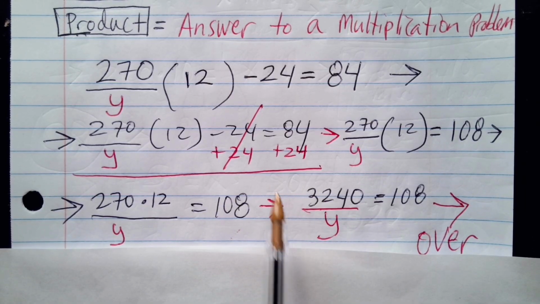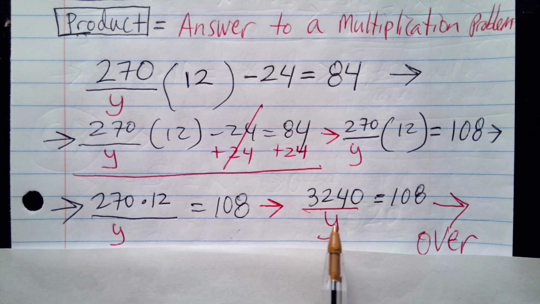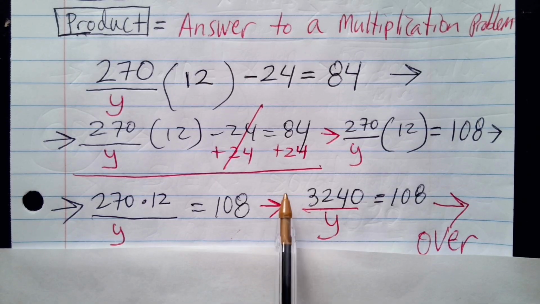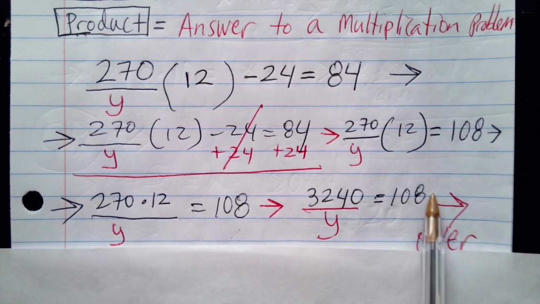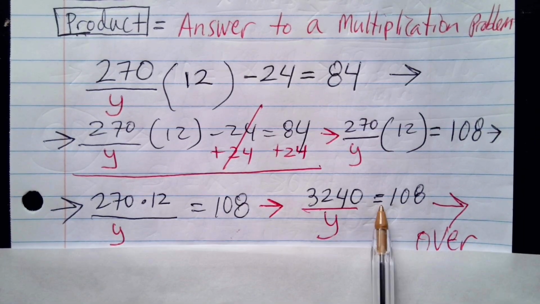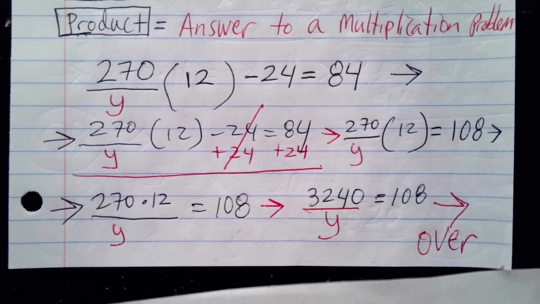What's the opposite? I want to get y by itself. Now if I divided both sides by y, the y would cancel here. I'd be left with 108 times y, or 108y. Then I'd want to get rid of the 108 by performing division. So let's go ahead and continue this problem on the next page.